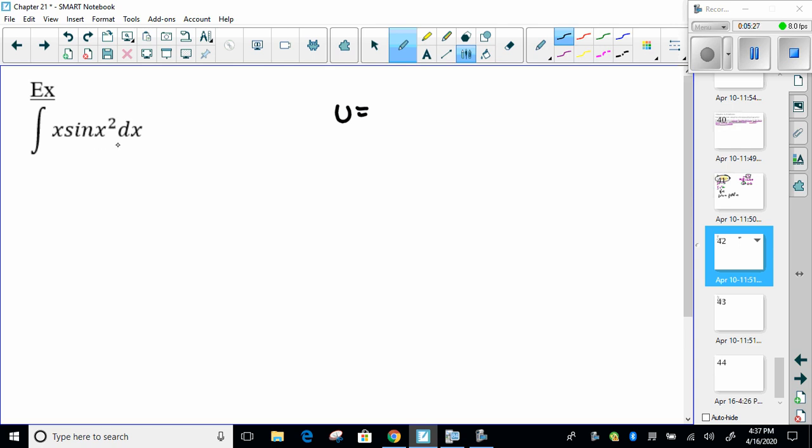We have a trig function. The argument is not just x, it's x squared. So let's pick u to be x squared. I could have tried the sine of x squared, and then as I go through, if nothing simplifies or rewrites, I can't use it. Then I have to try something different.